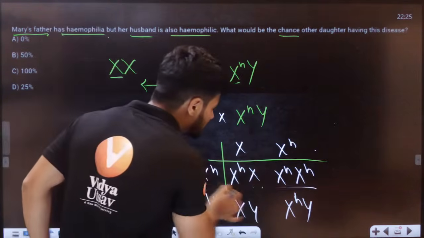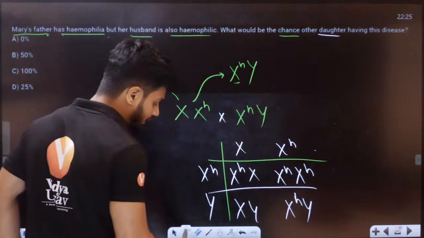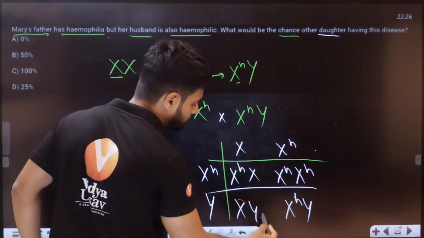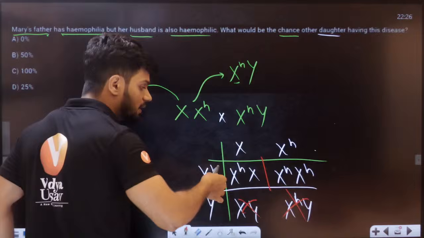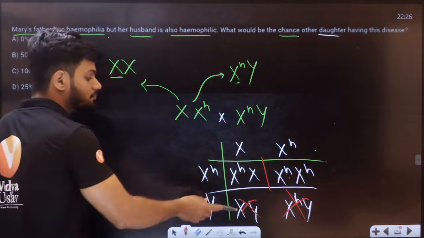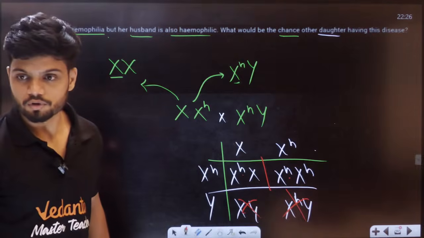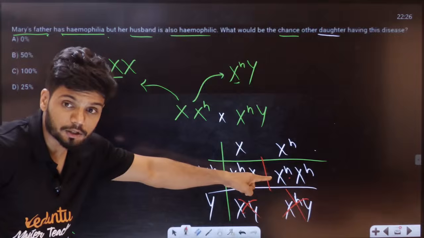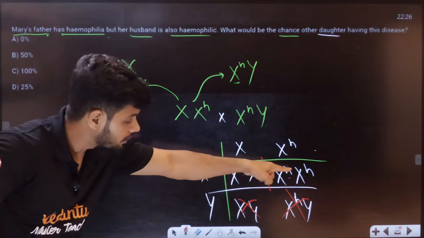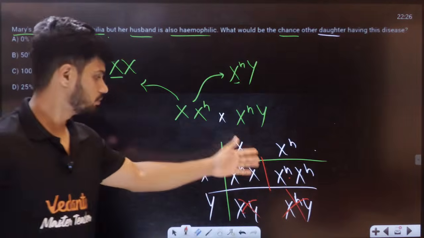Now, if you look at these options, they have asked about the daughter. So we have to technically forget about this entire part, the male part. Now, out of this 100%, can I tell 50% is affected, 50% is normal here? Yes or no, students? In this case, 50% are affected. 50% are hemophilic, 50% is carrier.